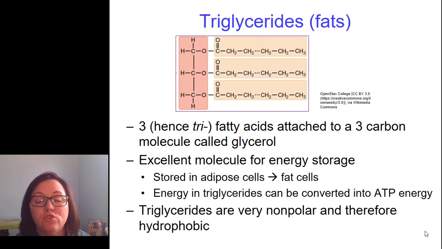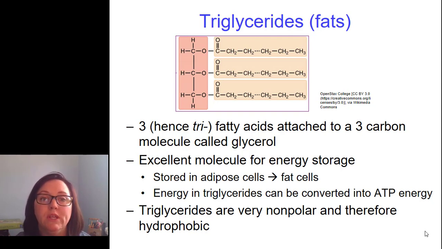So let's take a closer look at the triglycerides. So tri means three, right? And what do triglycerides have three of? They have three fatty acid chains. These three fatty acid chains are attached to a carbon skeleton that's called glycerol. So the glycerol acts as the backbone to the triglyceride, and then the fatty acids attach to that glycerol molecule.